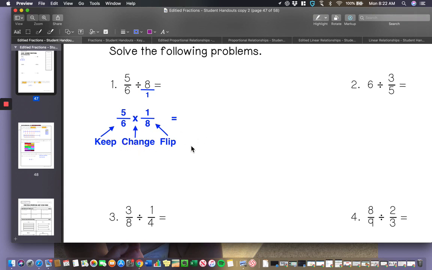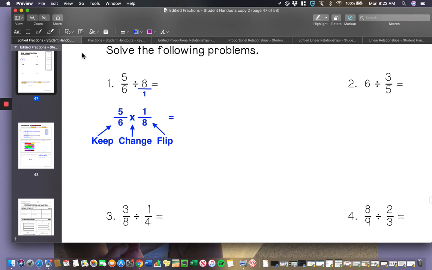So keep, change, flip, and you're going to multiply straight across. So 5 times 1 is 5, and 6 times 8 is 48. So my answer for number 1 is going to be 5/48.